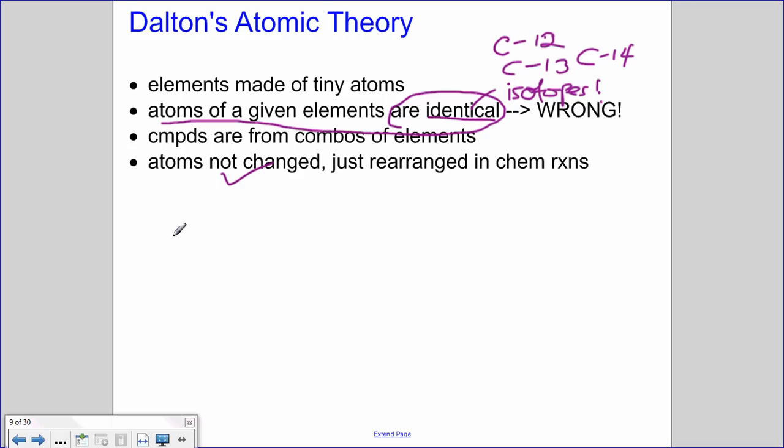We know that atoms don't change, they're just rearranged. Compounds are combinations of different elements, and elements are made of tiny atoms. We'll talk about subatomic particles a little bit tomorrow, but atoms do have protons, neutrons, and electrons within them, and if you really want to get down into the details, we can talk about quarks.